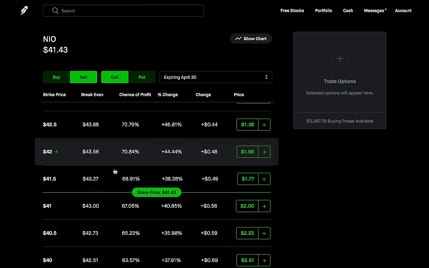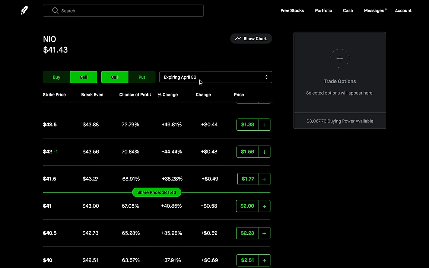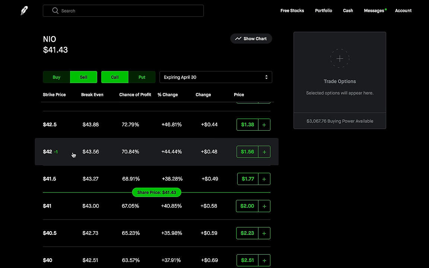So for example, I already sold a covered call for next week at the 42 strike. If on expiration on April 30, NEO is above $42 a share, I'm gonna be forced to sell my 100 shares at $42 a share. I'm comfortable doing that, so that's why I chose that strike price.